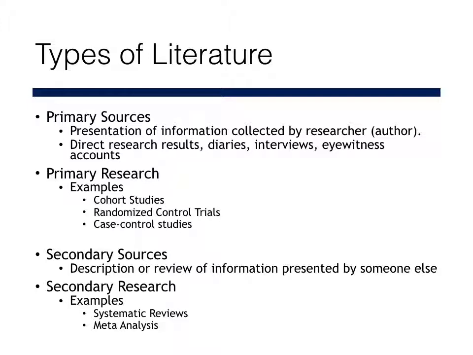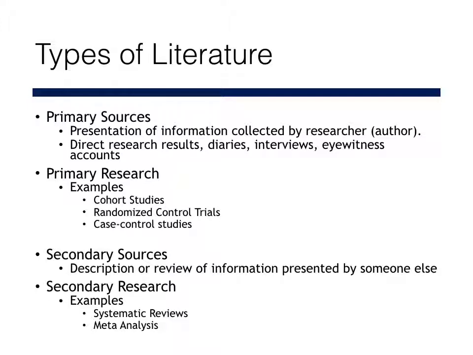You may have had this in other classes, but just as a quick review, primary sources are presentations of information collected by a researcher or a research group. This can include direct research results. It might be a review of diaries or interviews, eyewitness accounts. All of these are primary sources of information. Primary research includes study designs such as cohort studies, randomized control studies, case control studies, etc.